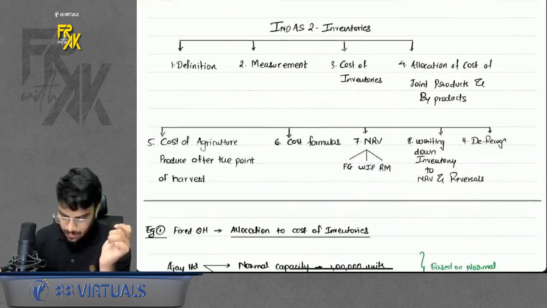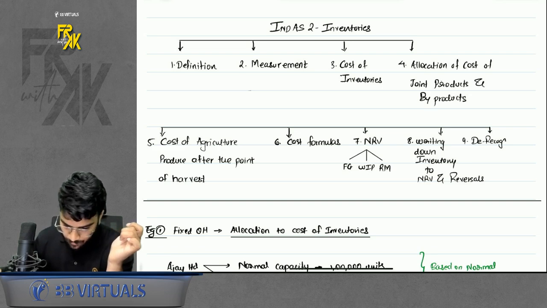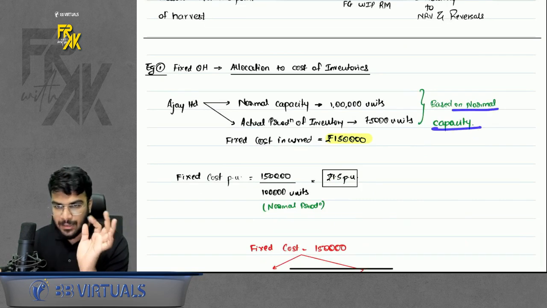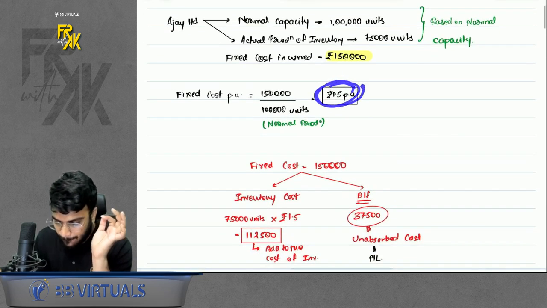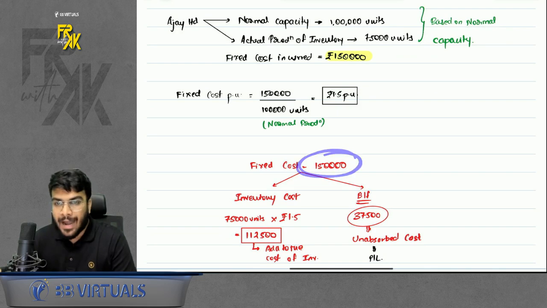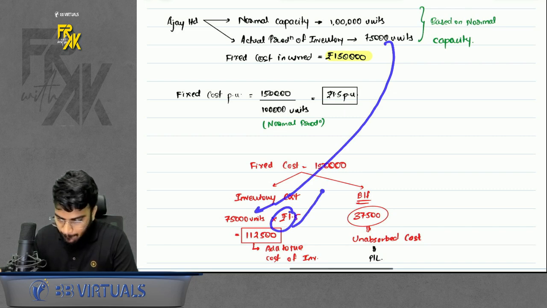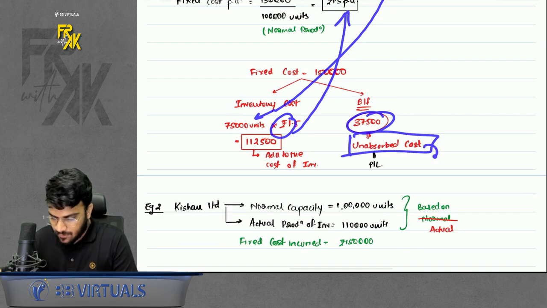Why so, sir? Remember, I gave you an example in the class itself that for fixed overheads, normally we divide by normal capacity to find per unit cost, right? So we divide by normal capacity, we get the per unit cost. Now out of this total fixed overheads, how much will you add to the cost of inventory? Whatever you manufactured in reality, multiply by per unit cost. The balancing figure you get is the unabsorbed cost transferred to P&L.